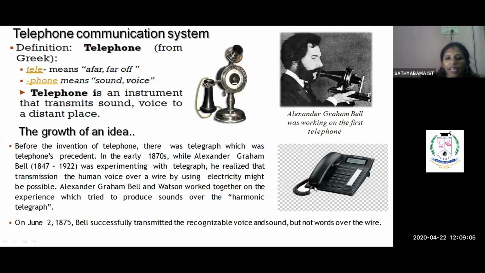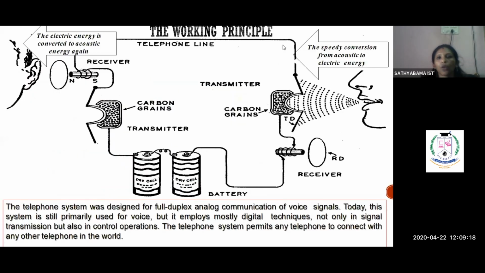The growth of an idea, how it initiated: before the invention of the telephone, earlier we were using telegraphs for communication. That is, for long-distance communication we were using telegraphs. So how is the signal taking place? The voice signal is being transmitted to your telephone line. So that voice signal is converted to the electrical signal by means of the telephone line.